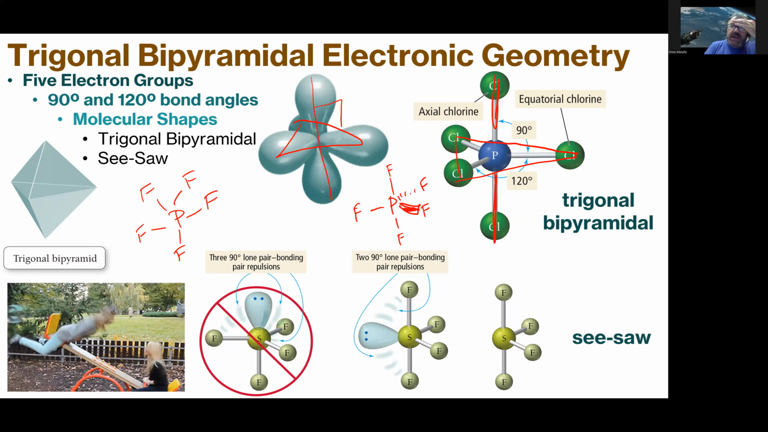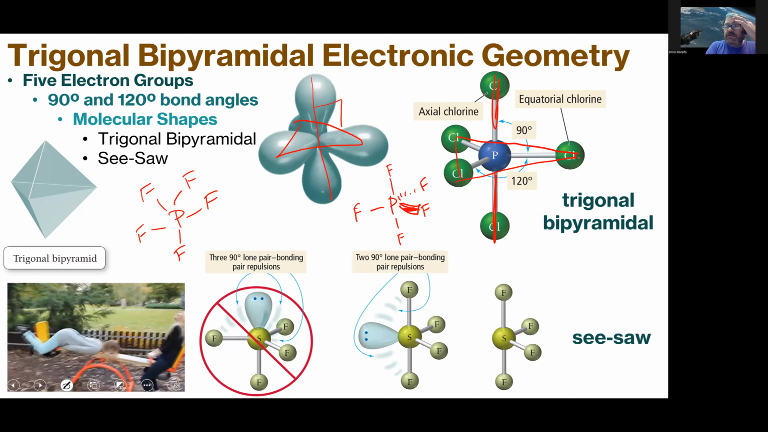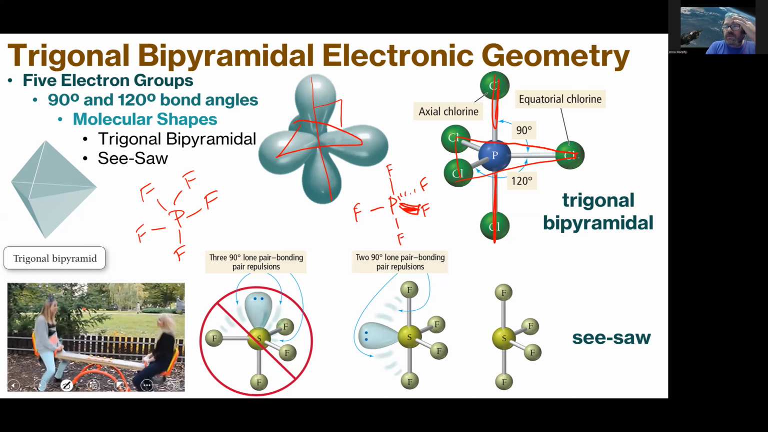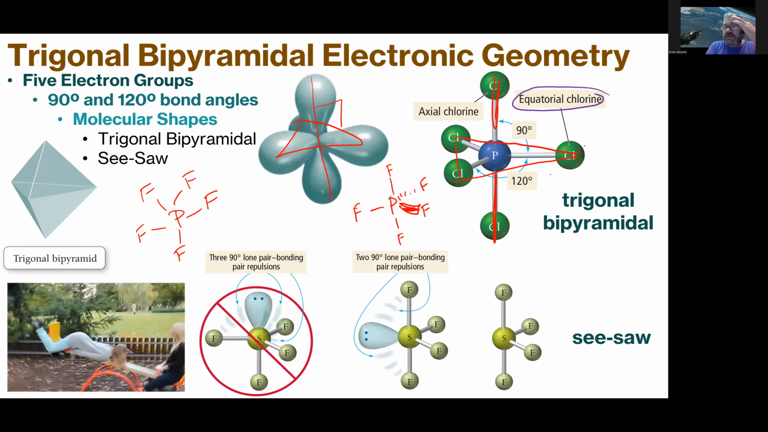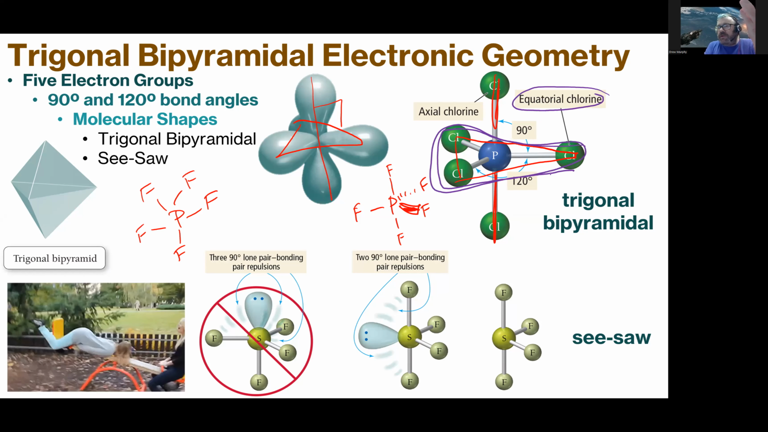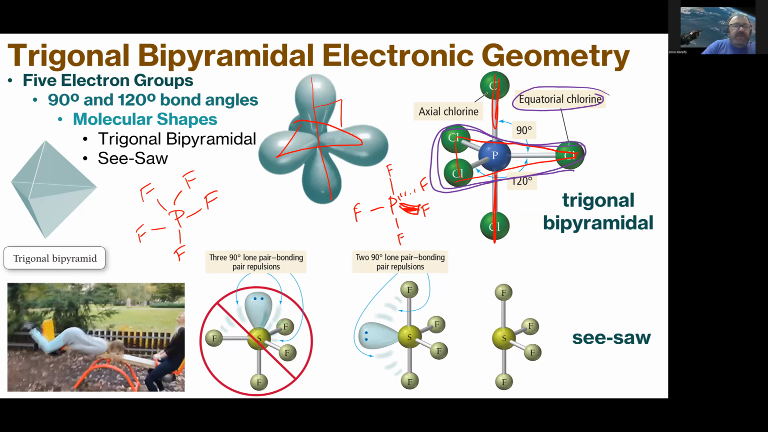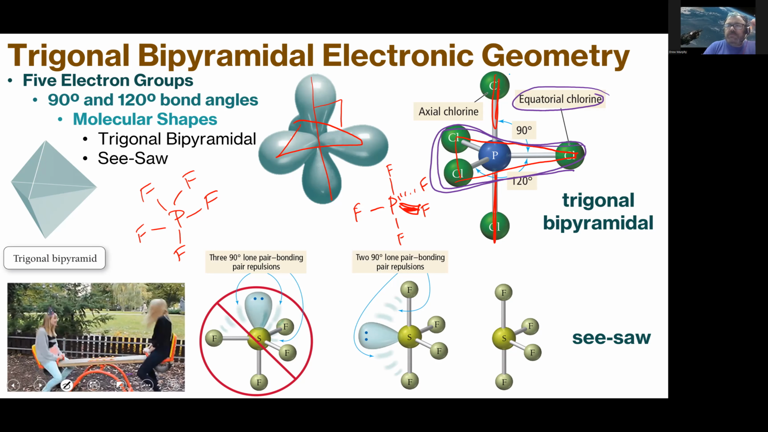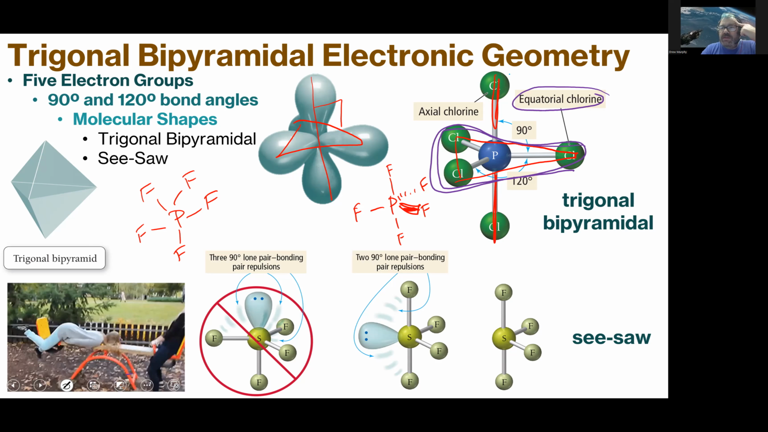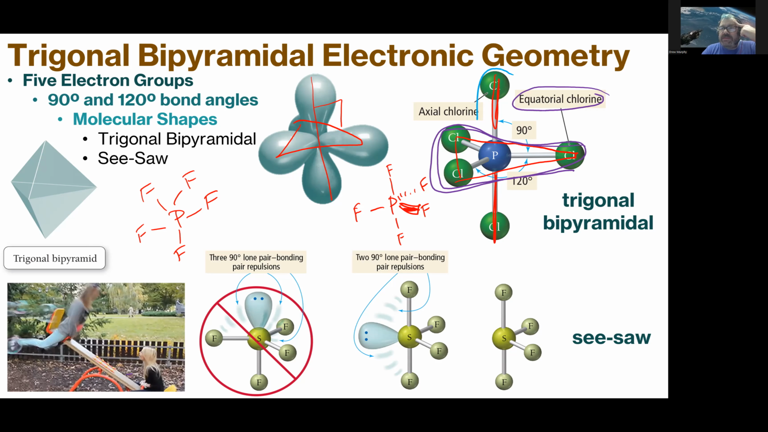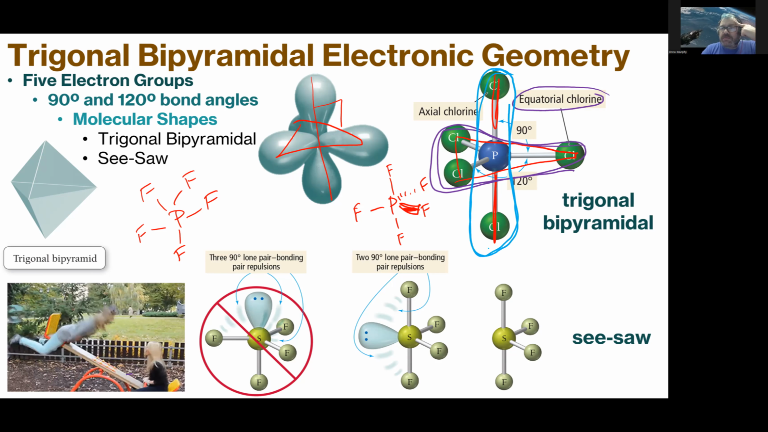The equatorial ones are the ones that are part of this trigonal plane in the center, because the equator runs around the center of the globe, so it makes kind of sense to do it that way. The other ones are axial, and they're axial because they're along the axis around the middle. So there's the axial ones and there's the equatorial ones.